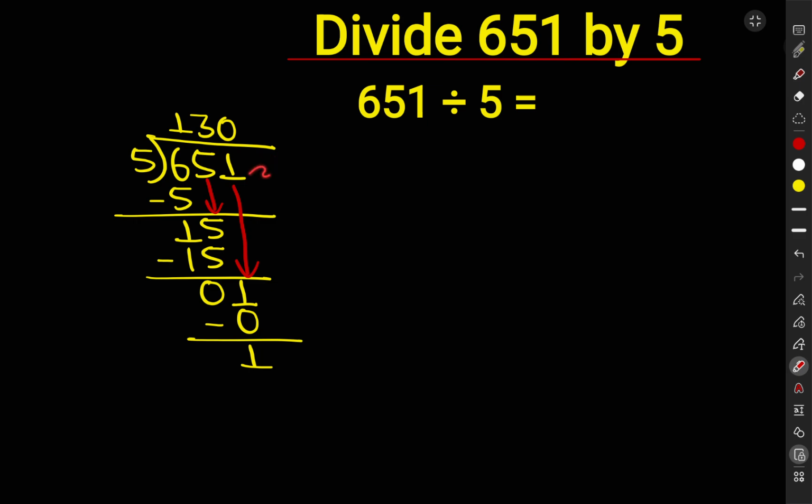So now we have no other number to put down. So we take a decimal here, so that we can put 0. So it is 10 and 5 times 2 is 10. On subtracting we get 0.